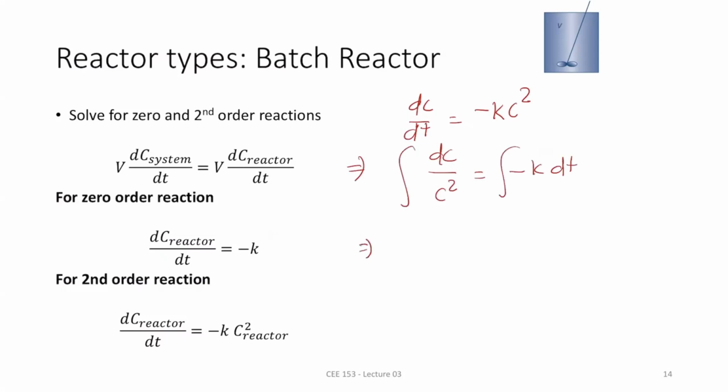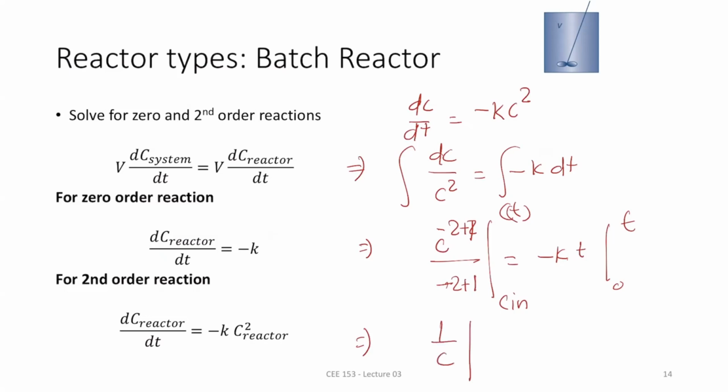Let me just write this one. C to the power minus 2 plus 1, over minus 2 plus 1, equal to minus kt. This is C initial, this is C at time t, from 0 to t. Let me write this one. So this will be minus 1 over C, from C initial to C at time t, equal to minus kt. So if you put this value, 1 over C_t minus 1 over C initial is equal to kt. Okay.